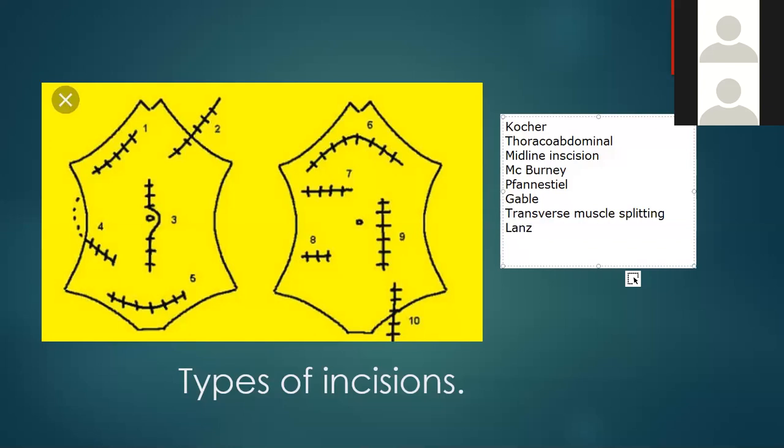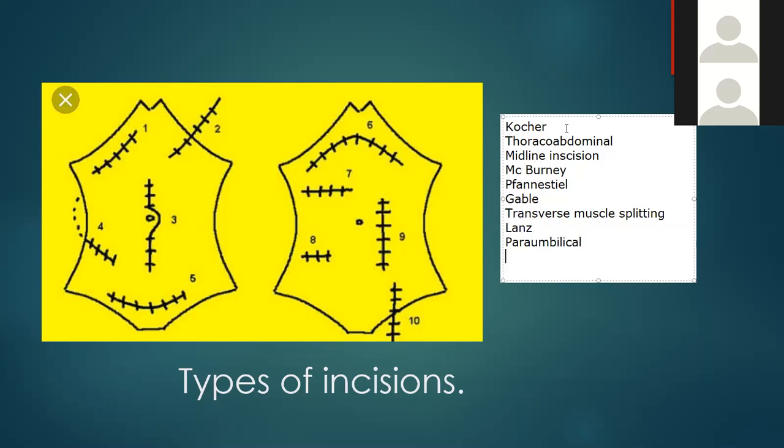Paramedian incision. Paramedian, para-umbilical. Yeah, it's more para-umbilical, within the median. And number 9 is what? McEvedy incision. I have an argument about this number. It's supposed to be Rutherford Morrison. Yes, it should be Rutherford Morrison.